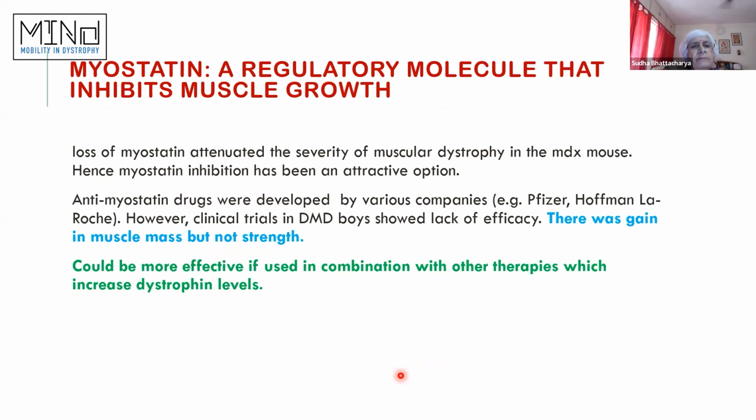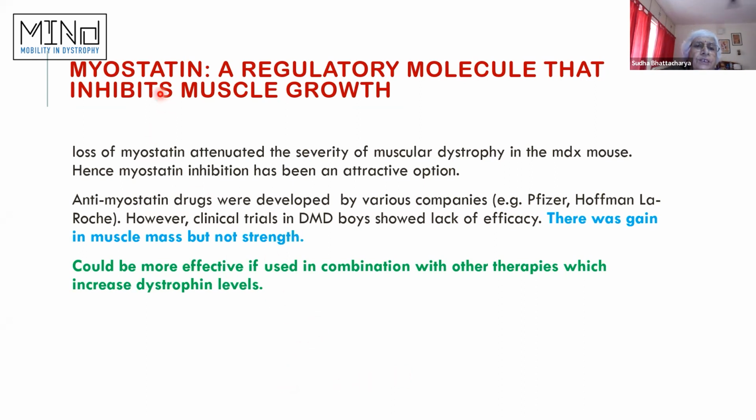Then there are molecules like myostatin. Muscle tissue, when we are growing or when the muscle is damaged and new muscle is made, has to be regulated very properly. You don't want to have too much muscle, and of course you don't want too little. So myostatin is a molecule which regulates how much muscle has to grow in the body. Myostatin stops the muscle from growing if too much has already grown.